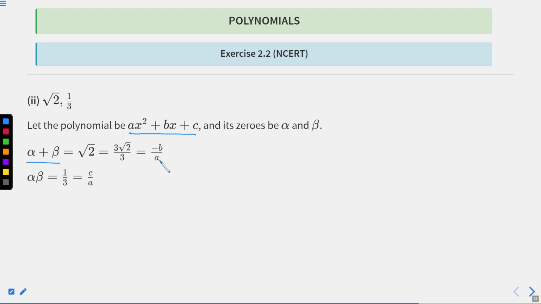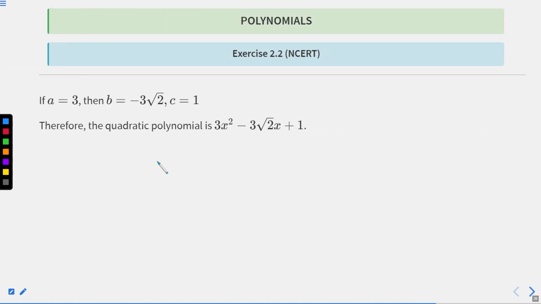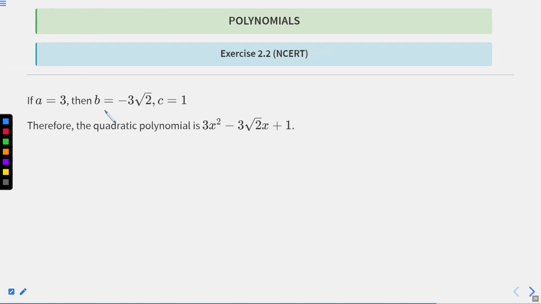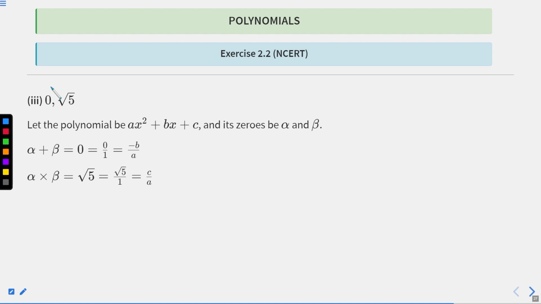Okay, and now if we let a is equal to 3, then b is equal to minus 3 times √2 and c is equal to 1. So therefore the quadratic polynomial is 3x square minus 3 times √2 x plus 1. Okay, so now move to number 3.